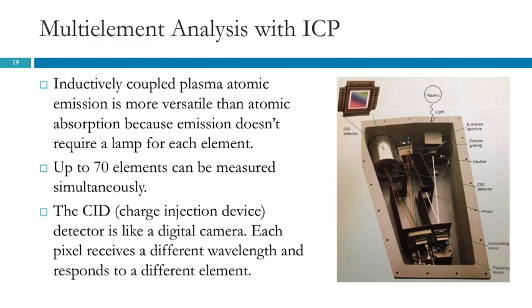I didn't know that. Learned something new today. That detector is much like the sensor in a digital camera. So you've got different pixels, and each pixel is going to be receiving a different wavelength from all of these different wavelengths that are spread out. And so the computer monitors each of the pixels. Each pixel then is going to correspond to a different element. So you can actually measure up to 70 elements simultaneously. So that's pretty cool.